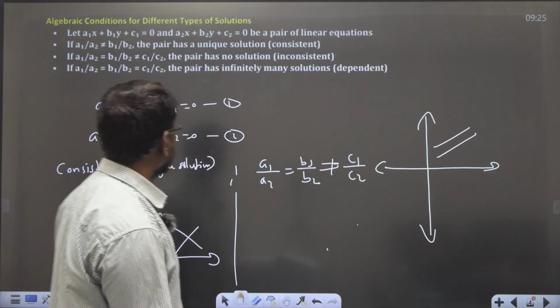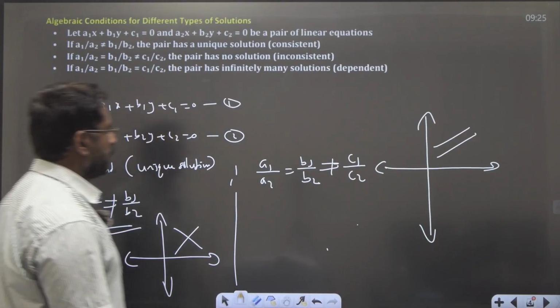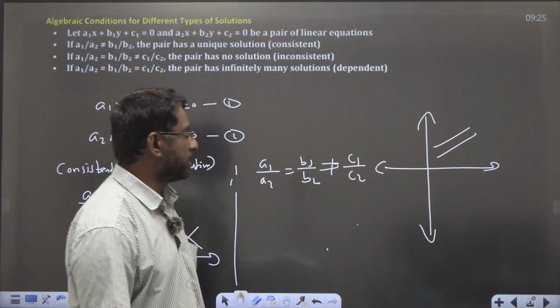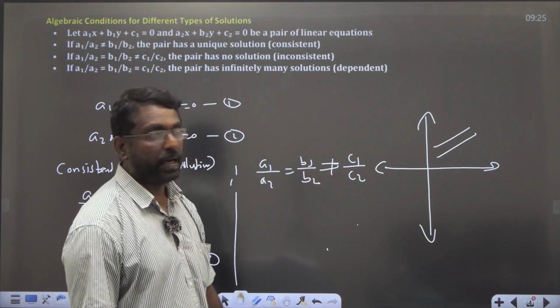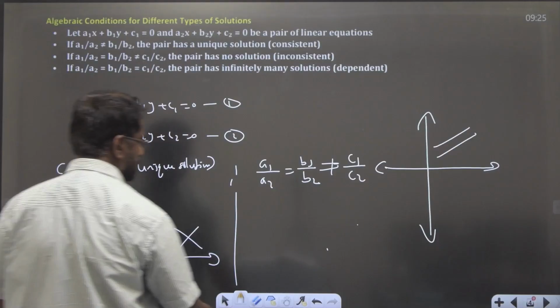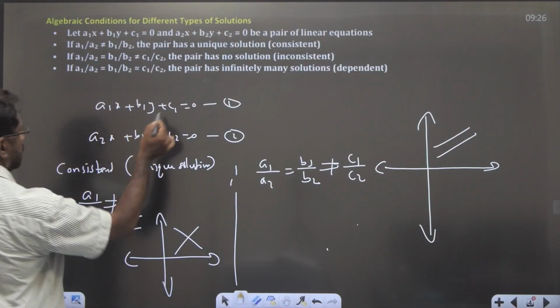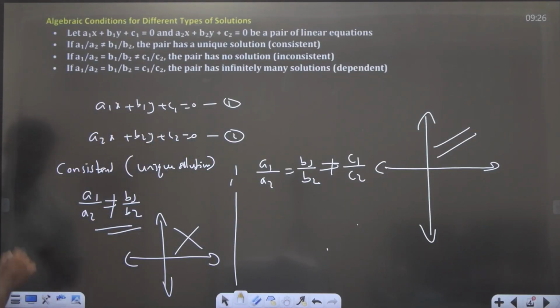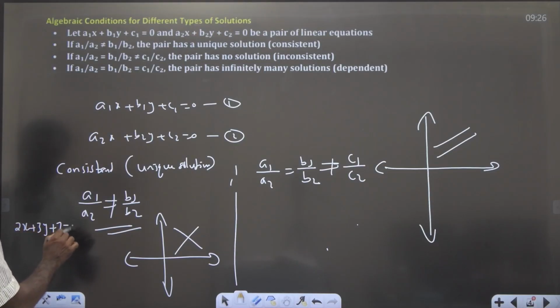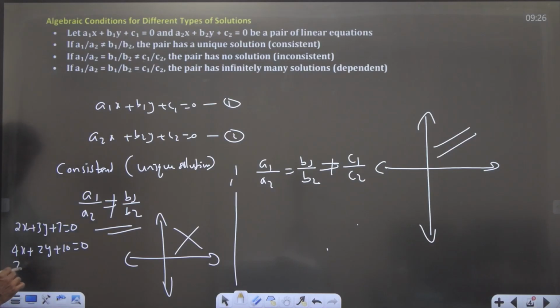If a1 by a2 equal to b1 by b2 but not equal to c1 by c2, they are called parallel lines. I can give an example also. Example of intersecting lines, for example, 2x plus 3y plus 7 equal to 0, 4x plus 2y plus 10 equal to 0. Here, 2 by 4 not equal to 3 by 2. There exists a unique solution. In this system, there exists a unique solution.